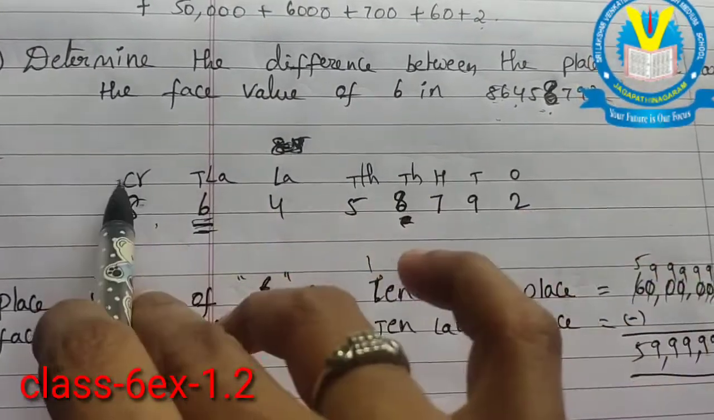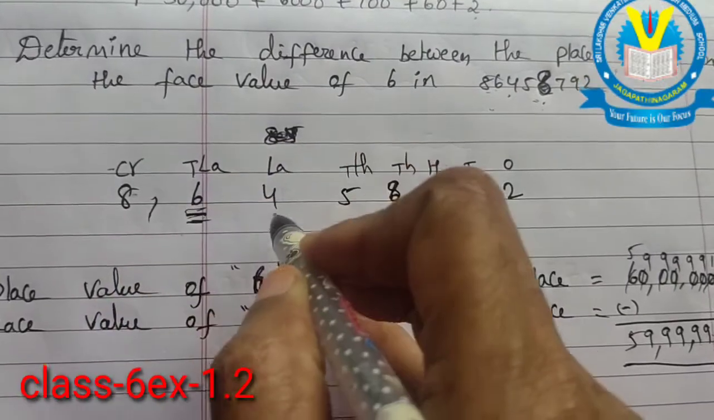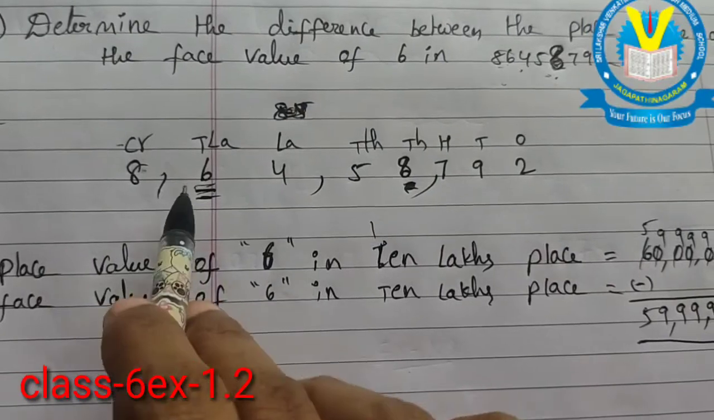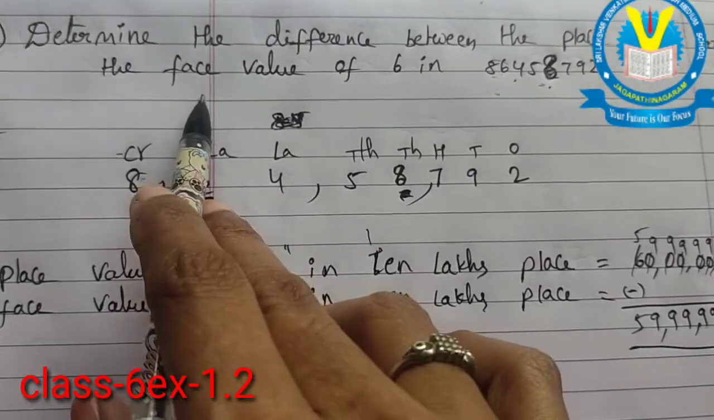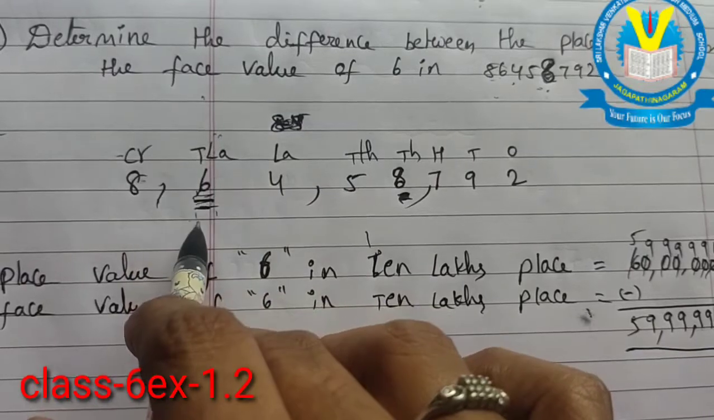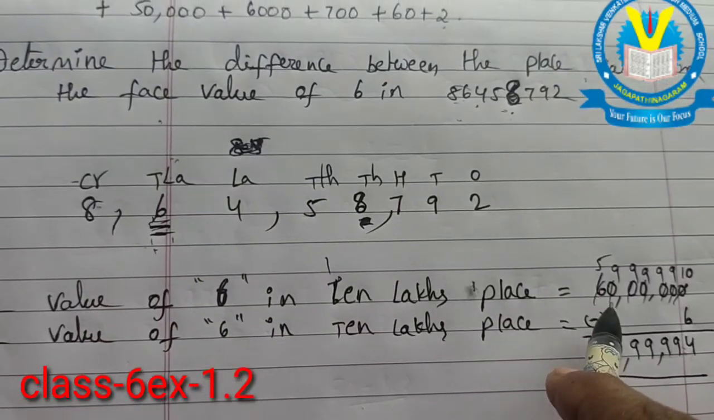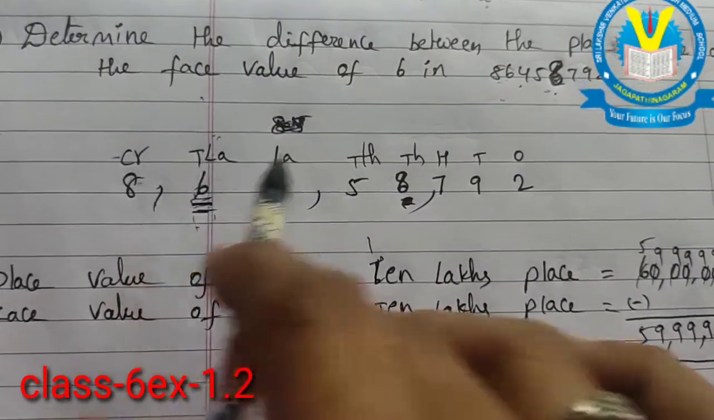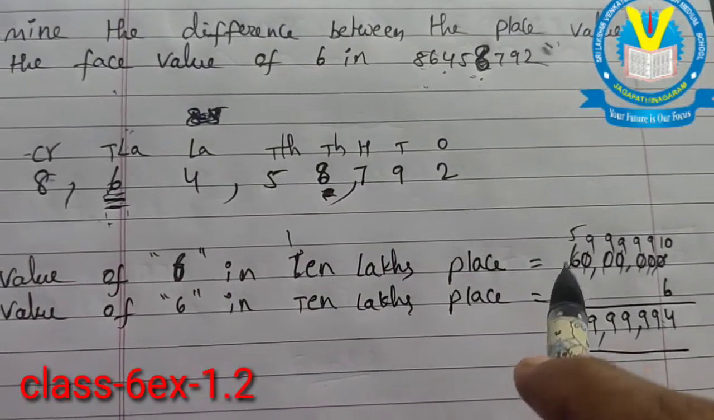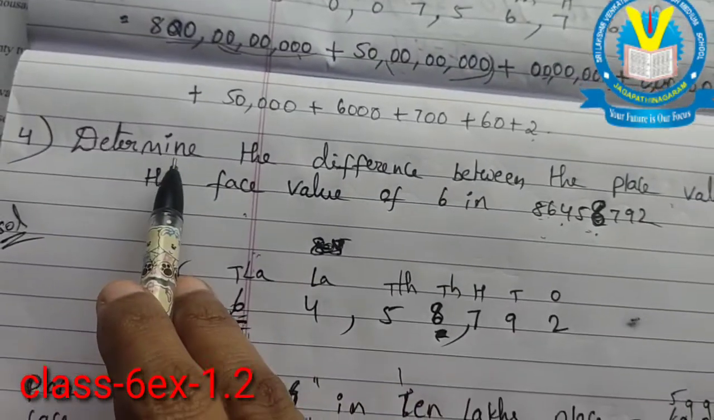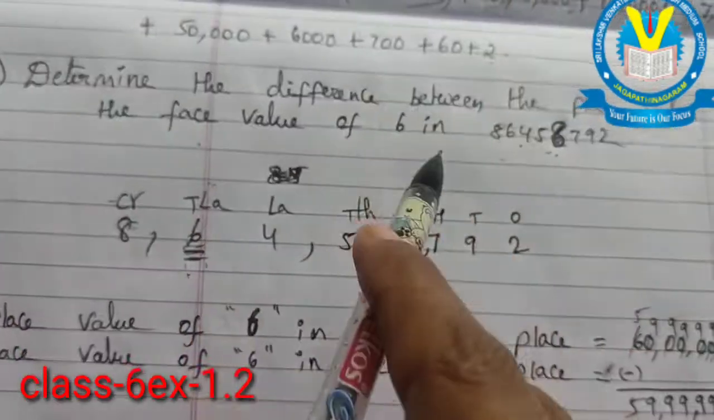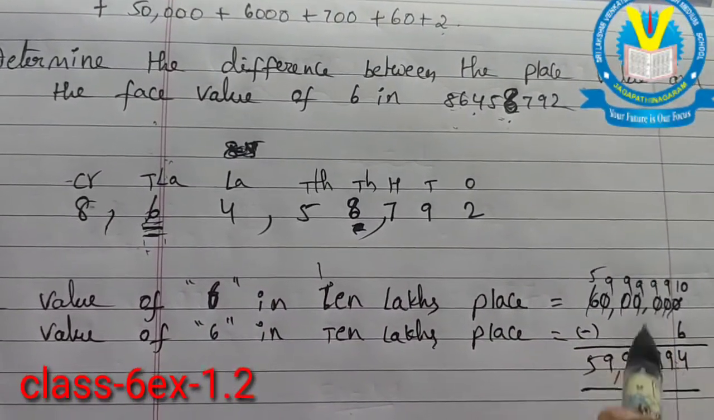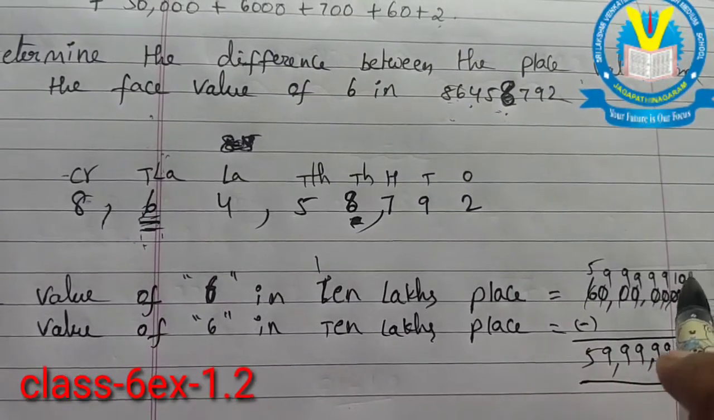Write the number, write the places, and put the commas also. 8 crores, 64 lakhs, 58 crores. Okay children. Now, the place value of 6 in the 10 lakhs place. This is the 10 lakhs place. Is there a 6? What is the place value? 6 into 10 lakhs is 60 lakhs. Face value of 6. Face value means 6 only. 6. Oh, you have to subtract. Why? Because he is asking for the difference. Difference between the place value and the face value. Okay, this is the place value and this is the face value of 6. Both are subtraction. Do subtraction.